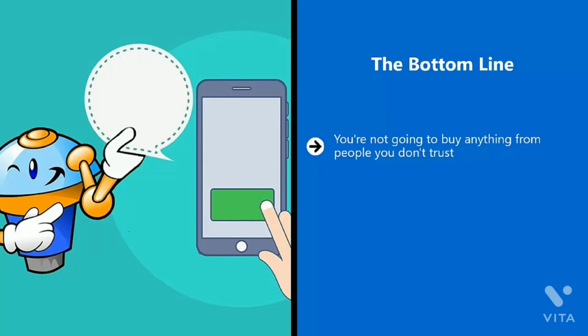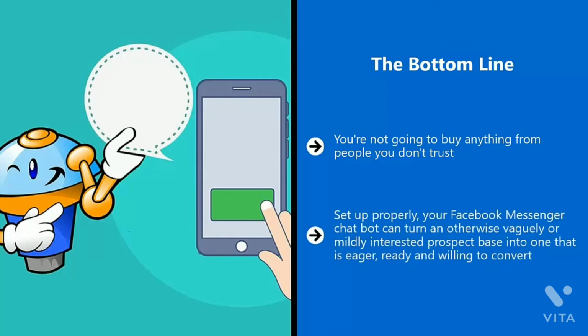Thankfully, Facebook Messenger bot can help qualify general online traffic from Facebook into deeper and deeper levels of trust. Set up properly, your Facebook Messenger chatbot can turn an otherwise vaguely or mildly interested prospect base into one that is eager, ready, and willing to convert.